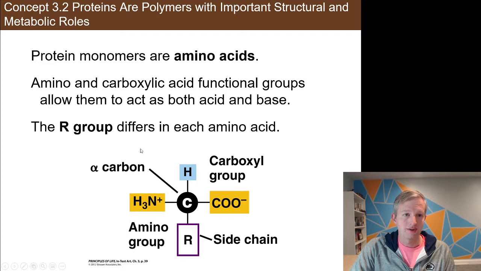So more there listed. So the monomer of proteins are amino acids, and amino acids have this basic shape. I think this is a terrible representation of it, but we have the amino group here on the left-hand side, or the amine group. We have a carbon in the middle, and then we have a carboxyl group on the other side. Now, we've talked about this in class.